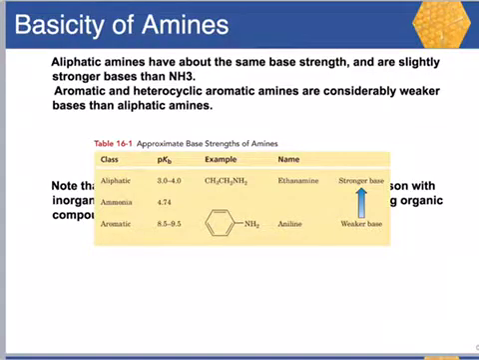Aliphatic amines have about the same base strength and are slightly stronger than ammonia. Remember, aliphatic amines are our straight chain amines. Aromatic and heterocyclic aromatic amines are considerably weaker bases than aliphatic amines. I'm sorry the way this copied. You can't see what it says underneath. It says, note that while aliphatic amines are weak bases, by comparison with inorganic bases such as sodium hydroxide, they are strong bases among organic compounds.